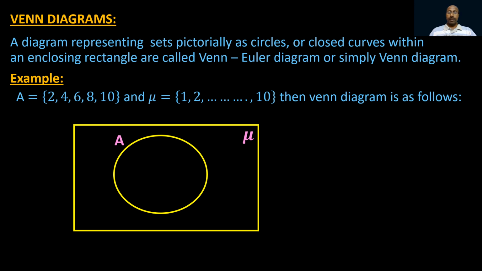So first mark the elements in set A: 2, 4, 6, 8, 10, and the remaining elements are outside of A, which are in the universal set, like this: 1, 3, 5, 7, 9. So here A contains only 2, 4, 6, 8, 10, and the universal set contains all the elements 1 to 10. So like this we represent a Venn diagram. Let us see one more example.